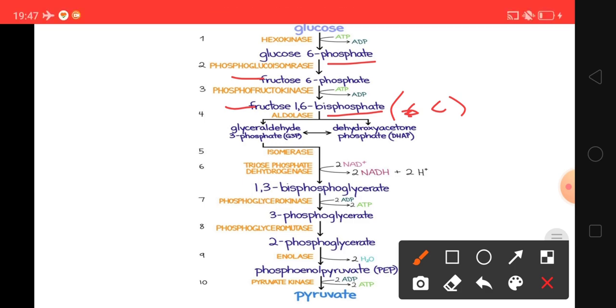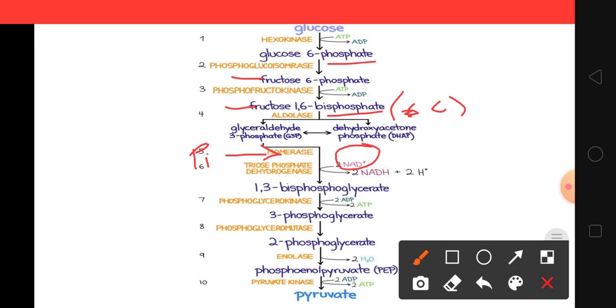Okay, and because this is a redox reaction, something is getting oxidized, so something has to be reduced also. So what gets reduced over here? NAD gets reduced into NADH plus H plus ion, or you can also write it as NADH2. And in the same process, one inorganic phosphate is also given in. So there is one inorganic phosphate also that is added to this part.